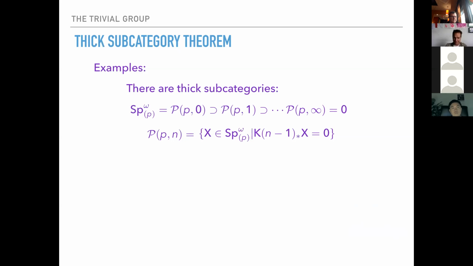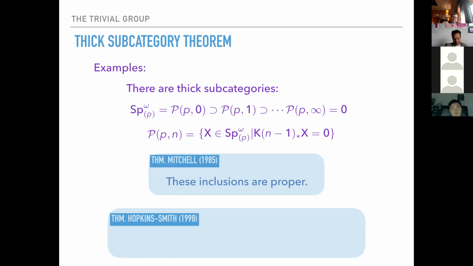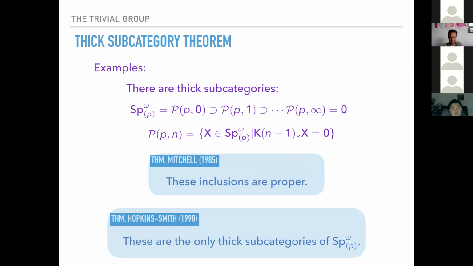What's not easy to show is that these inclusions are in fact proper, as a bunch of these are not, in fact, equalities. That's a result of Steve Mitchell from 1985, and it's still an incredibly impressive result every time I go and look at that paper. Hopkins and Smith then showed that these are in fact the only thick subcategories that appear inside of finite p-local spectra.